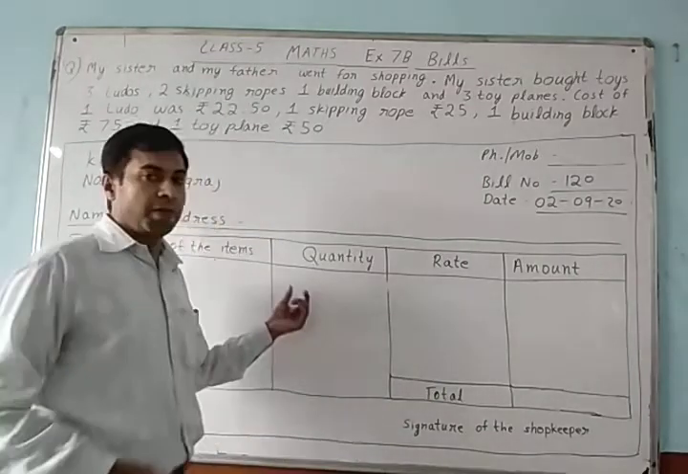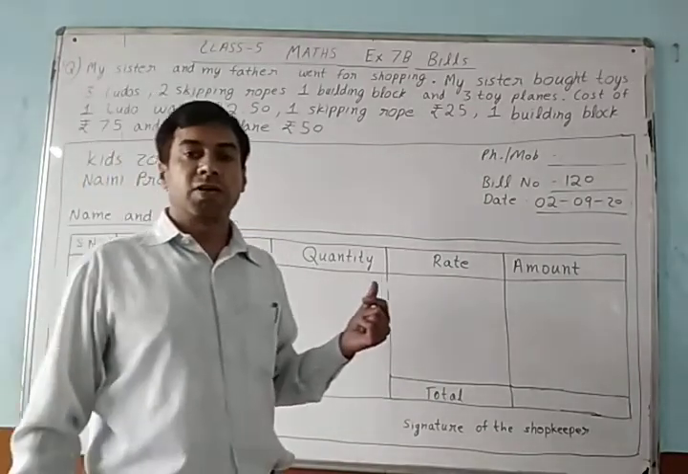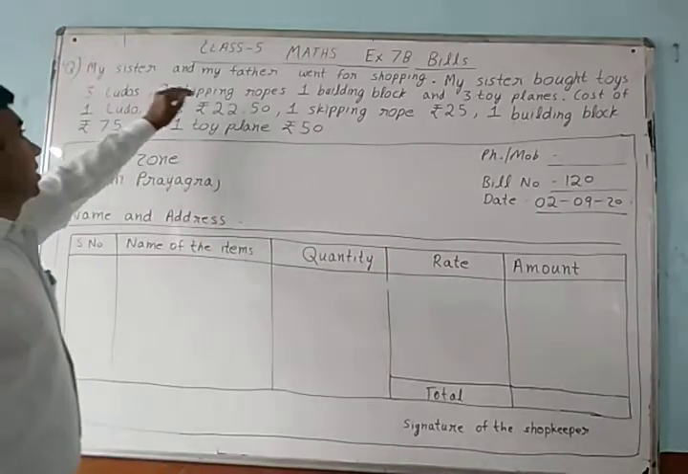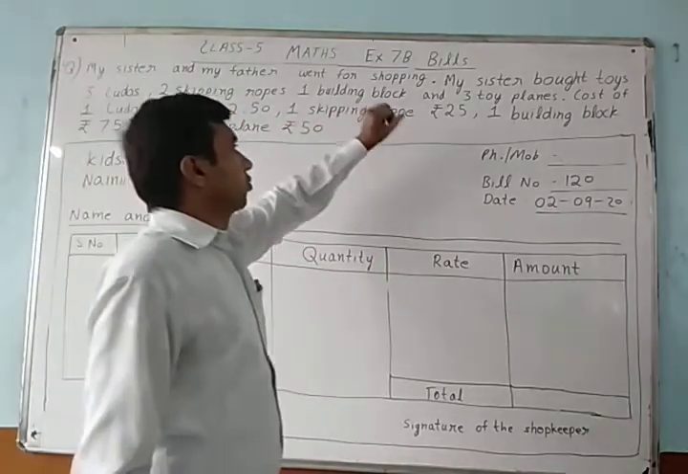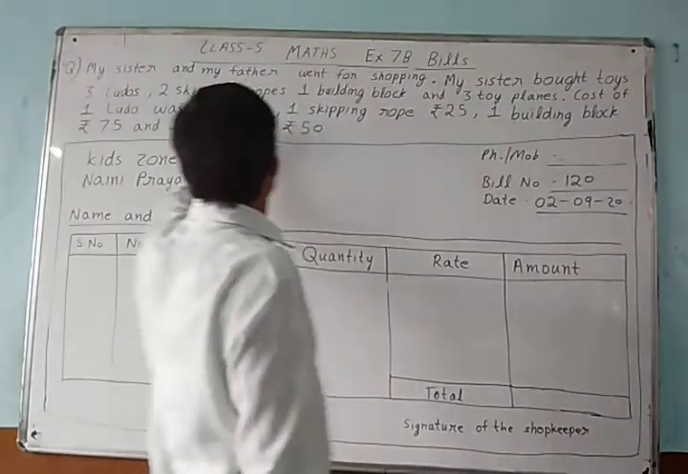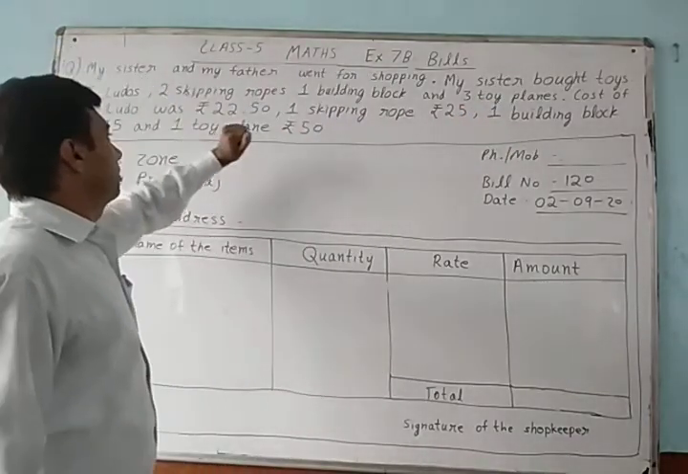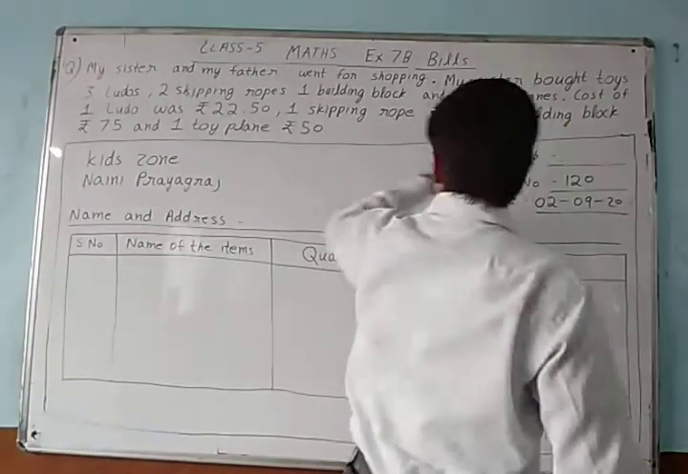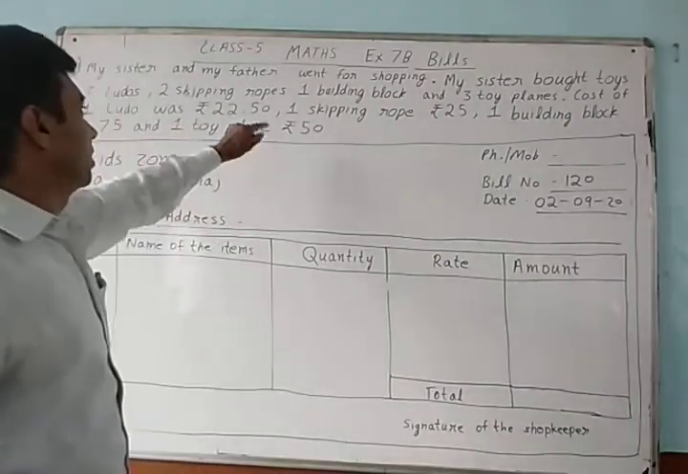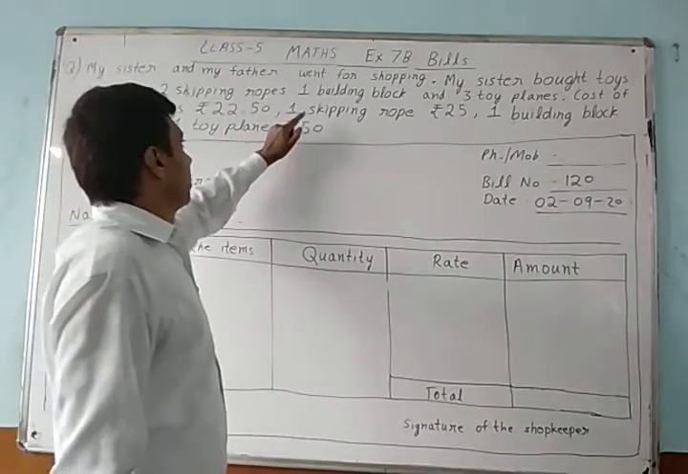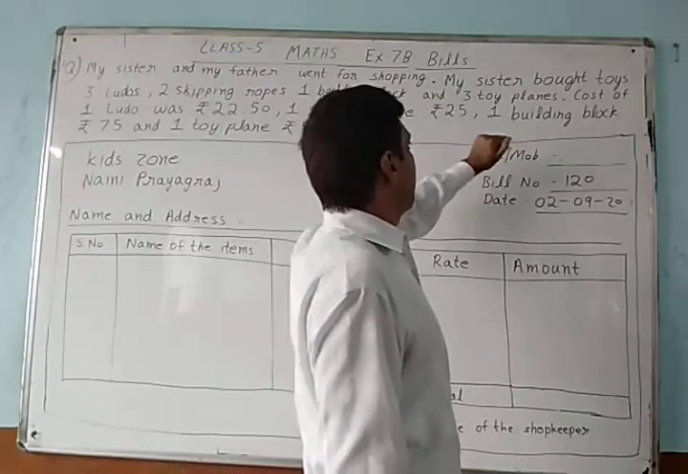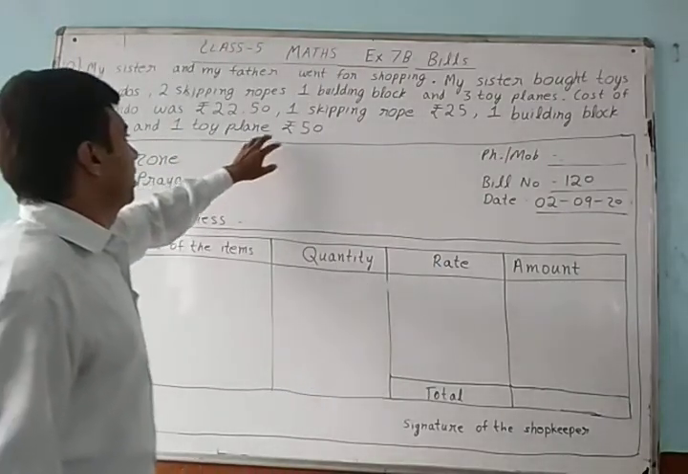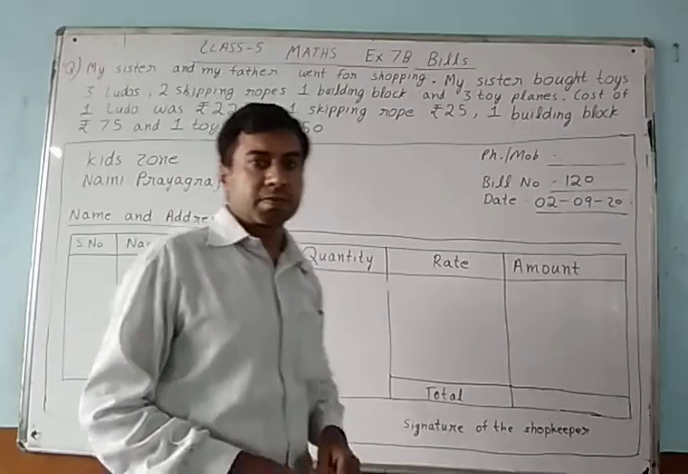So students, let's start. First question. My sister and my father went for shopping. My sister got toys: 3 doodles, 2 skipping ropes, 1 baby clock and 3 toy planes. Cost of 1 doodle was rupees 22.50. 1 skipping rope, rupees 25. 1 baby clock, rupees 75 and 1 toy plane, rupees 50.